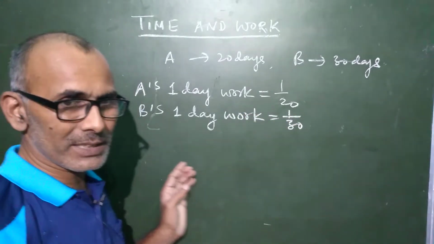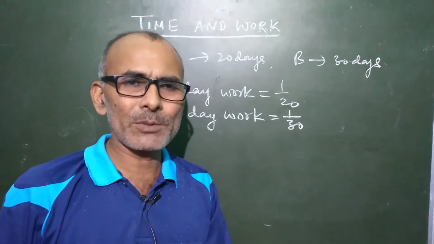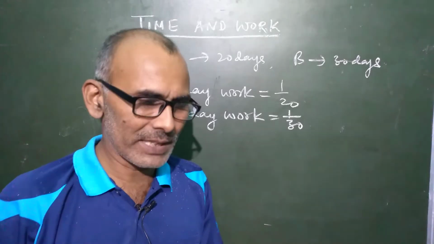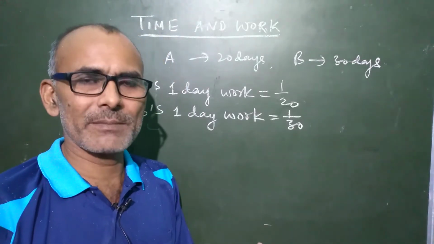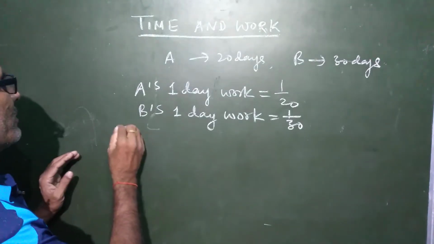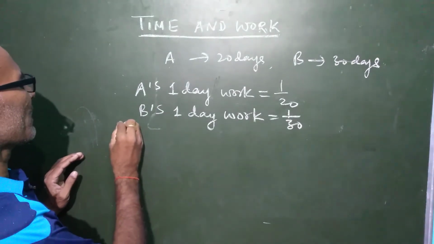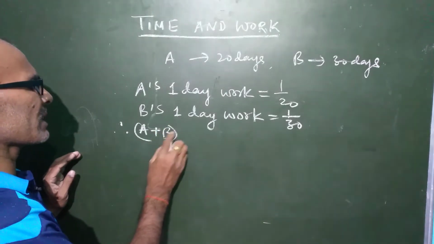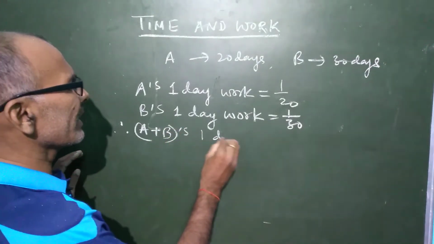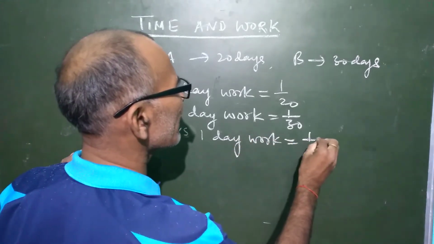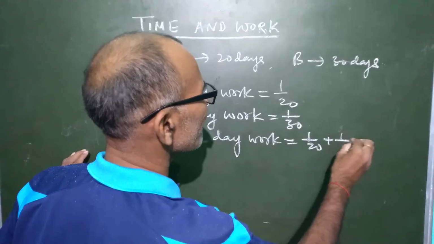Now see, what is the question? We have to find out the time taken by them when they work together. Together means plus, we have to add. What will be the next step now? Therefore A plus B, it means they are working together. That's why I have written A plus B's 1 day work will be 1 by 20 plus 1 by 30.